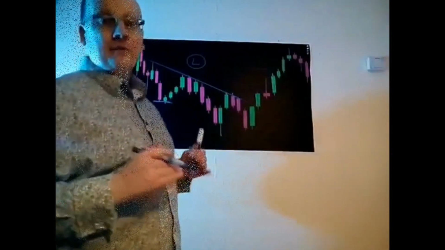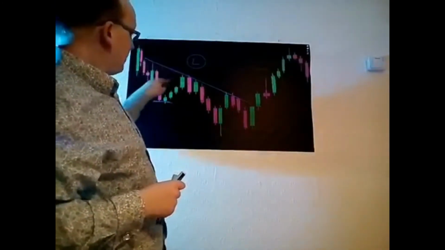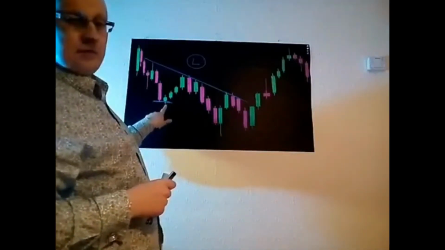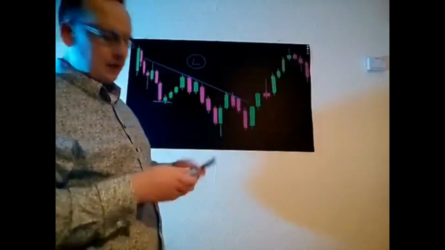Okay, 2 candles meet at the bottom. So you started drawing your trend line. 2 candles have met at the bottom here. You've got a bit of a tail on your green candle. You could take a short position there.